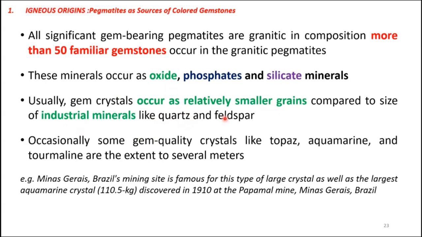Considering the size of gemstones, they are relatively smaller compared to other common industrial minerals like quartz and feldspar. But there are some examples in some countries like Brazil, some very large gem quality aquamarine crystals. It is a type of beryl group mineral. Here, the impurity is mainly iron. For emerald, the impurity is mainly chromium or vanadium. There are some very huge, large crystals that have been reported. So here, this is one of the examples.